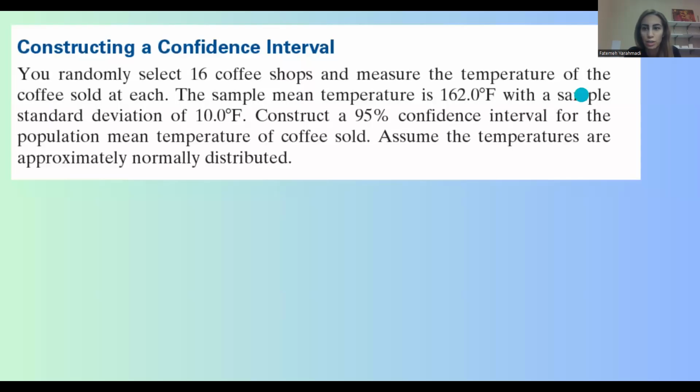Very good. So we want to construct a confidence interval. You randomly select 16 coffee shops and measure the temperature of the coffee sold at each. The sample mean temperature is 162 degrees Fahrenheit with a sample standard deviation of 10 degrees Fahrenheit. Construct a 95% confidence interval for the population mean temperature of coffee sold. Assume that the temperatures are approximately normally distributed.